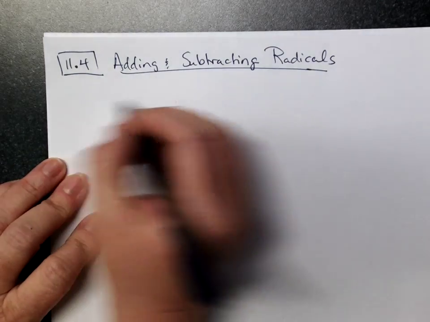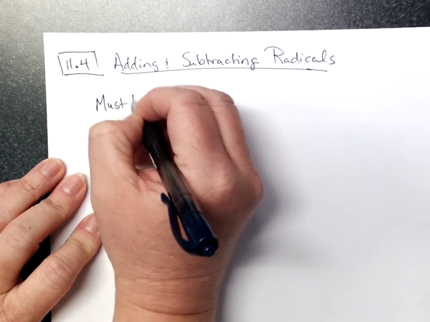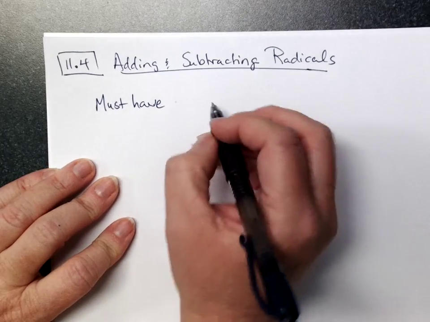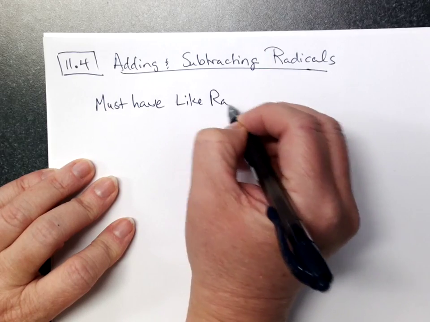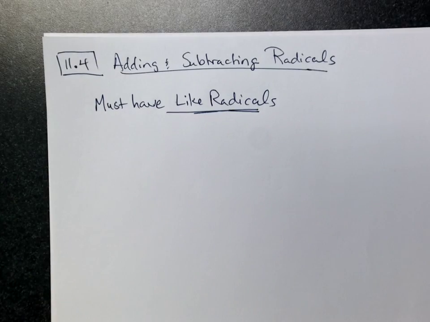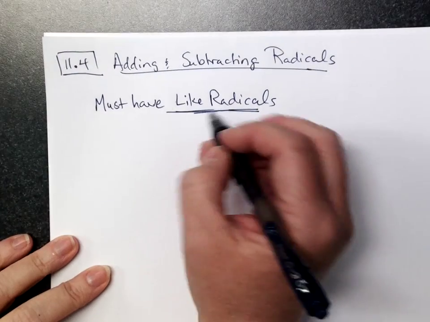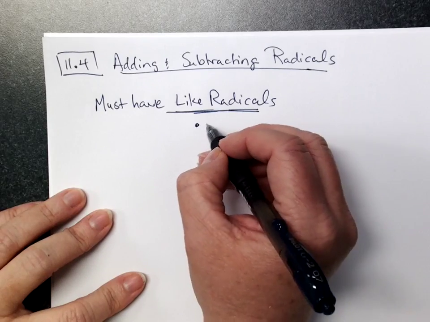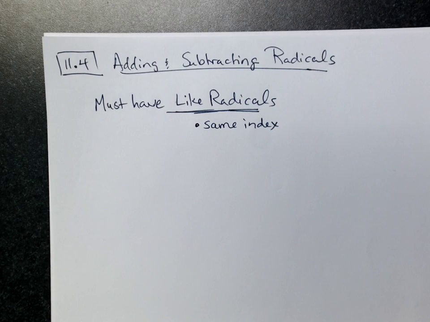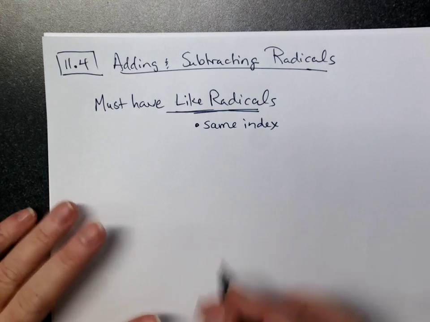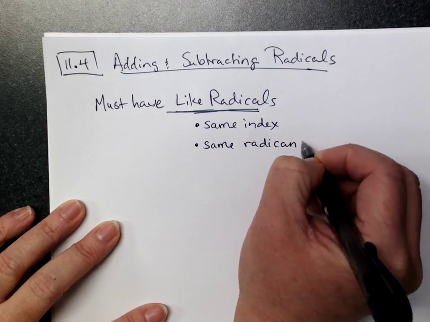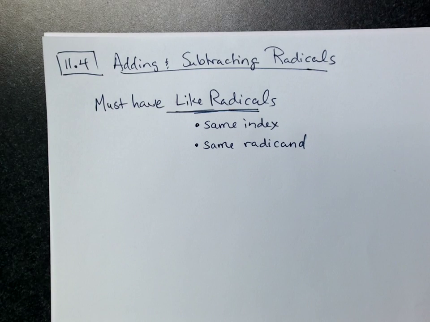Okay? So for adding and subtracting radicals, just like adding and subtracting terms, you must have like terms. For adding and subtracting radicals, you must have what's called like radicals. And like radicals, just like like terms are same base, same exponent, have two things. They have to have the same index. They must both be square roots, both be cube roots, whatever root they are. It must be the same index. And they must have the same radicand. Right? Whatever's under the radical sign must be the same.